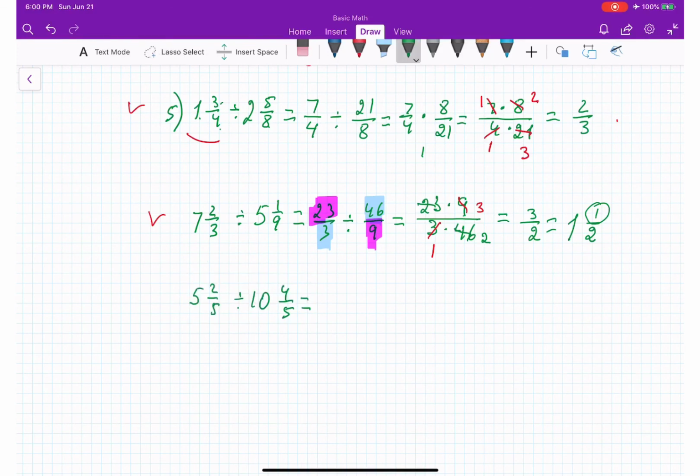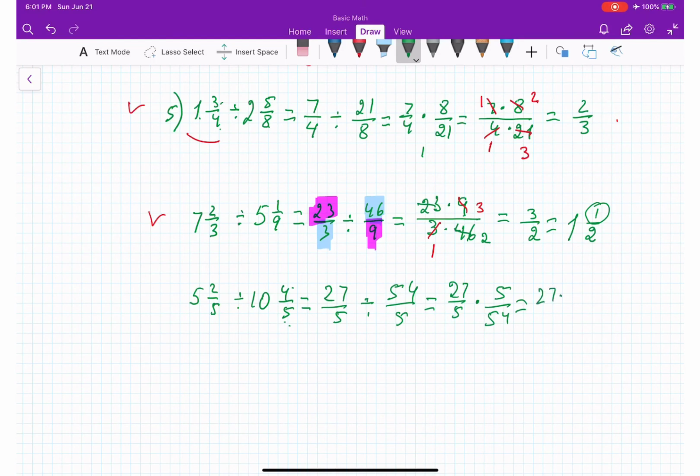So 5 and 2/5 convert into improper fraction. 5 times 5, 25, plus 2, 27 over 5. Dividing by 10 and 4/5. 10 times 5 is 50. 50 plus 4 is 54 over 5. All right. We decided we are going to flip, right, this time. So 27 over 5 times, let's flip, 5 over 54.